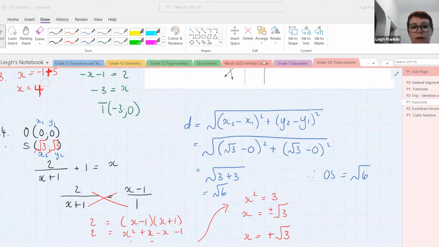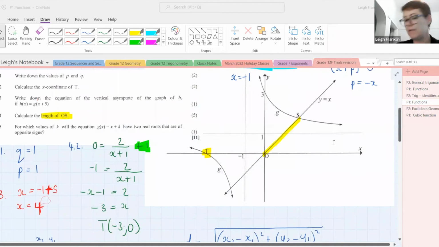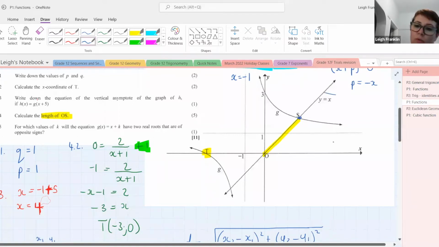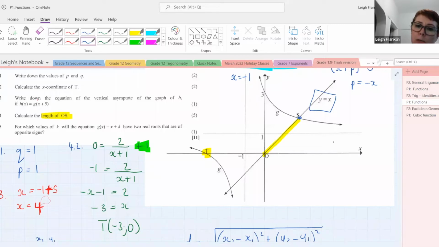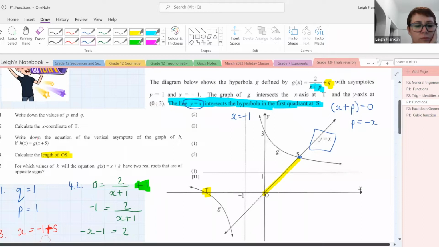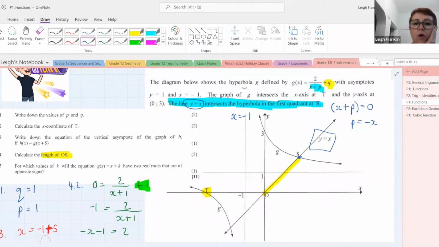Okay, where did I lose you, Nick? Yes, so Luyanda, all right, remember this straight line is the line y equals x. So at S, whatever the x coordinate is, the y coordinate has to be the same thing. Remember up here they told us it's the line y equals x. Does that make sense? Okay, there we go.